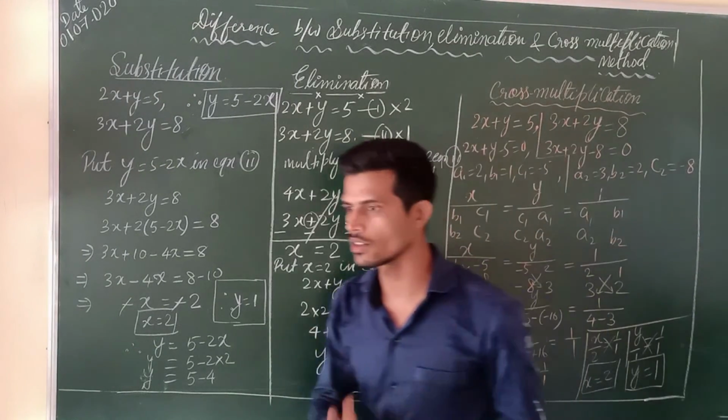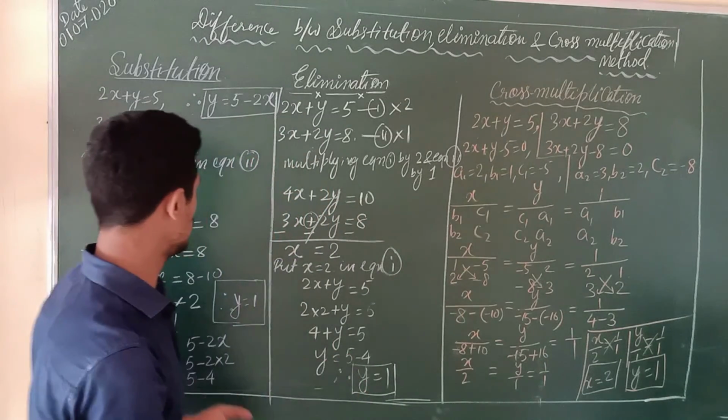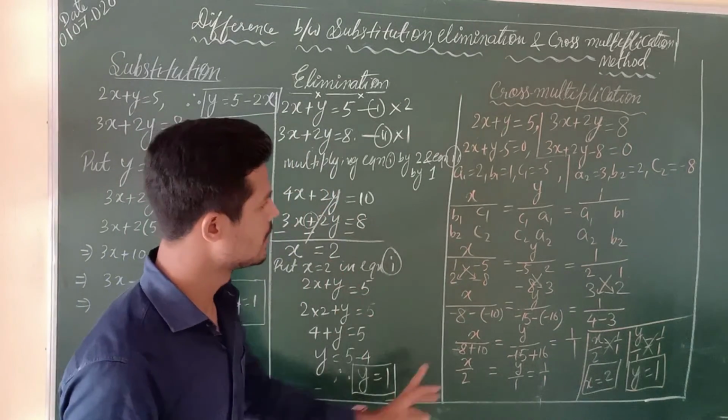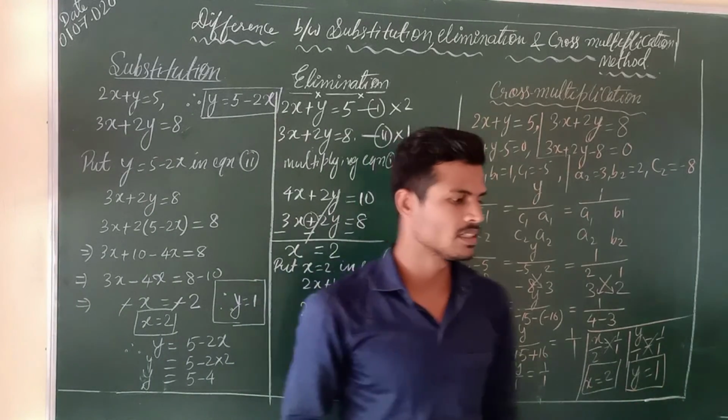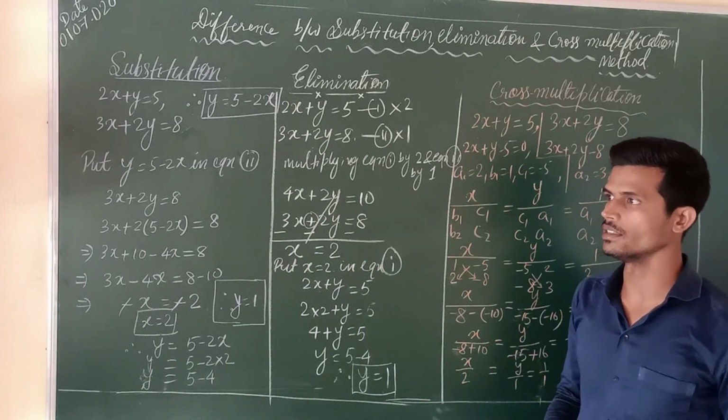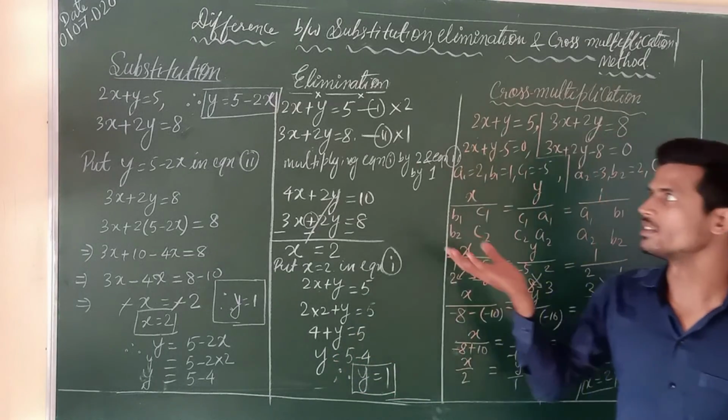You can see that in all three cases, the value of x is 2 and y is 1. That means all our methods are correct, and this is the main difference between the three methods.